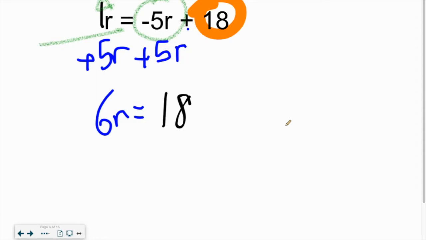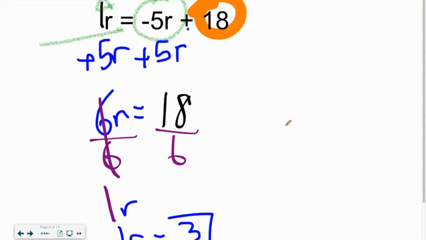From there again, we're going to focus where that variable is, get rid of that coefficient, that 6, by dividing both sides by 6. That leaves you with 1r, or just plain r equals 3. 18 divided by 6 gives you that 3. That's how you're going to see a lot of these work out. That's solving the equation with variables on both sides that have one answer.